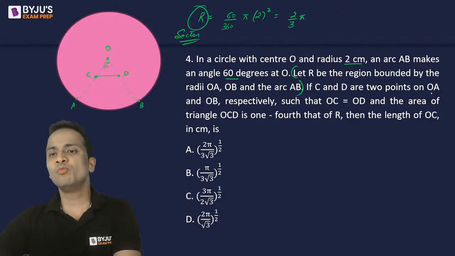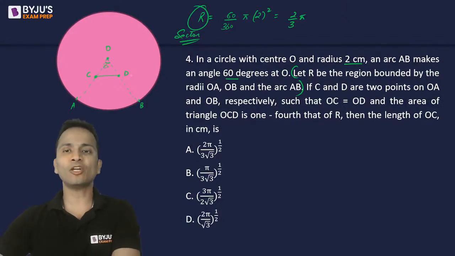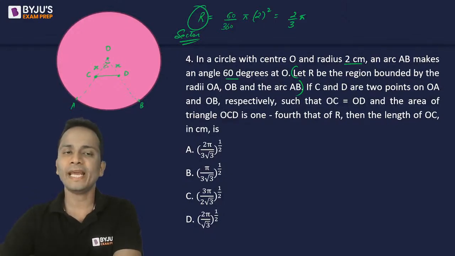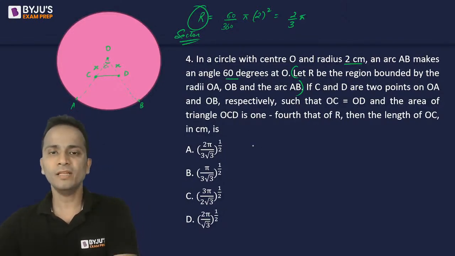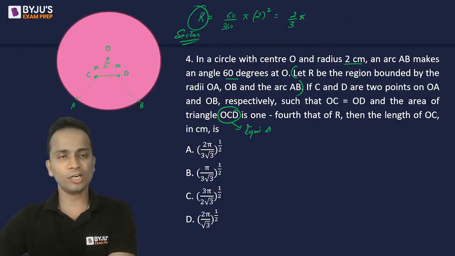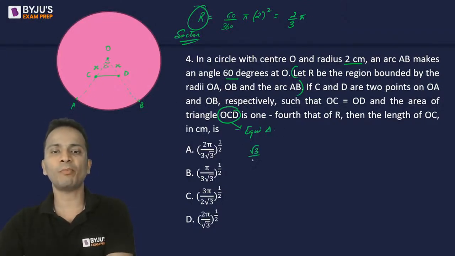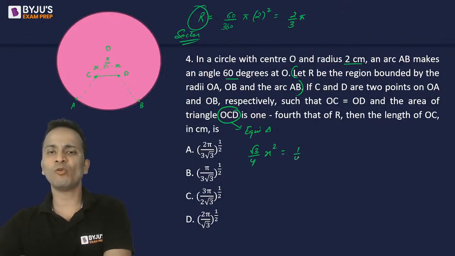Now, C and D are 2 points on OA and OB such that OC and OD are equal. So let's say the length of OC and OD will be x each. Now, since the central angle is 60 degrees, I can say that triangle OCD will be an equilateral triangle. All right. So the area of this triangle will be root 3 upon 4 x square. Now this area is given as 1/4 the area of region R. So 1/4 of 2 by 3 pi.